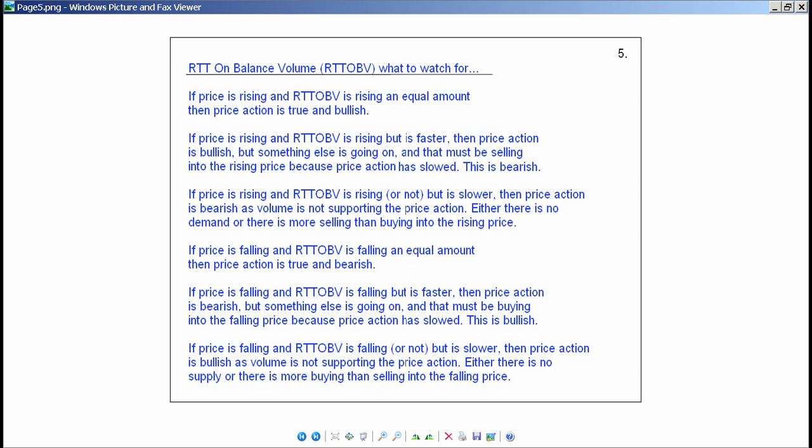If price is falling and RTT OBV is falling an equal amount, then price action is true and bearish. If price is falling and RTT OBV is falling but faster, then price action is bearish but something else is going on. And that must be buying into the falling price because price action has slowed. This is bullish. If price is falling and RTT OBV is falling or not but is slower, then price action is bullish as volume is not supporting the price action. Either there is no supply or there is more buying than selling into the falling price.